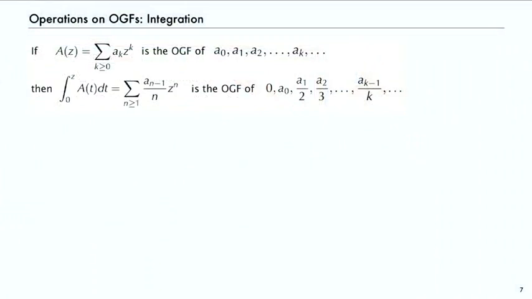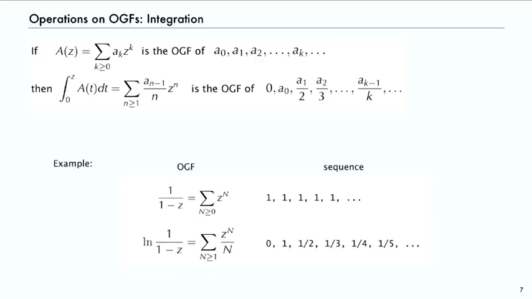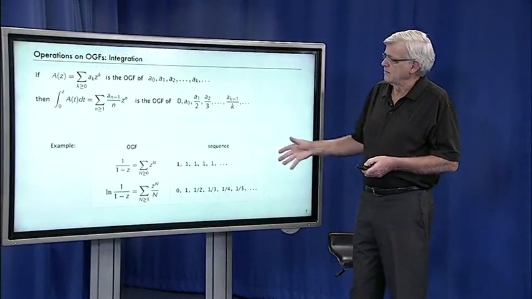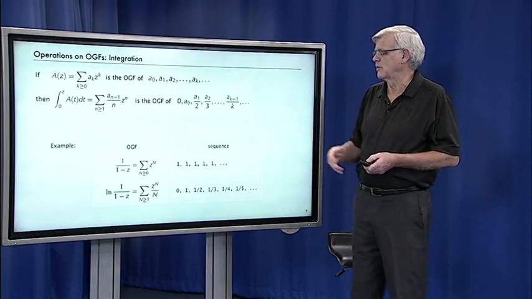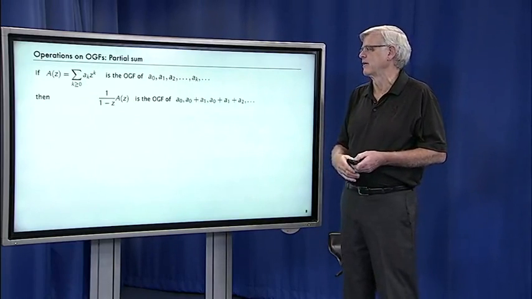If you have an OGF, if you integrate it from 0 to z, if you do it term by term in the definition, you see that that gives us the OGF of the sequence a1 over 2, a2 over 3, and so forth. So taking our standard, integrating it, on the left it's natural log of 1 over 1 minus z. On the right, it's the sum z to the n over n, or the generating function for the sequence 1, 1/2, 1/3, 1/4, and so forth. So that's integration.